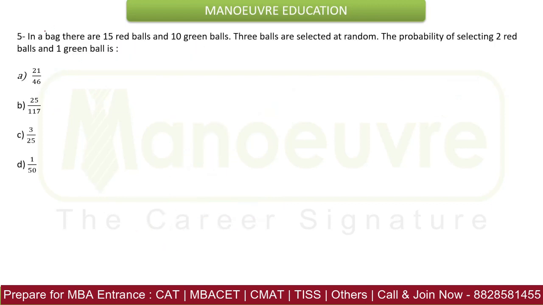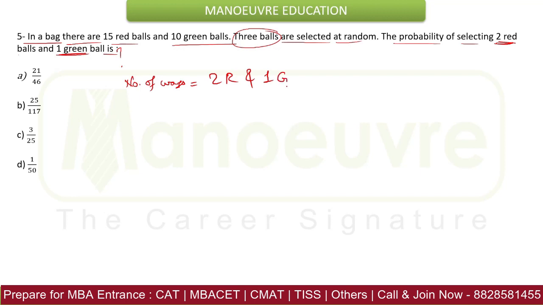Next question. In a bag there are 15 red balls and 10 green balls. 3 balls are selected at random. What is the probability of selecting 2 red and 1 green ball? Okay, fine. So for the probability, first we have to find the number of ways in which 2 red and 1 green ball can be selected.